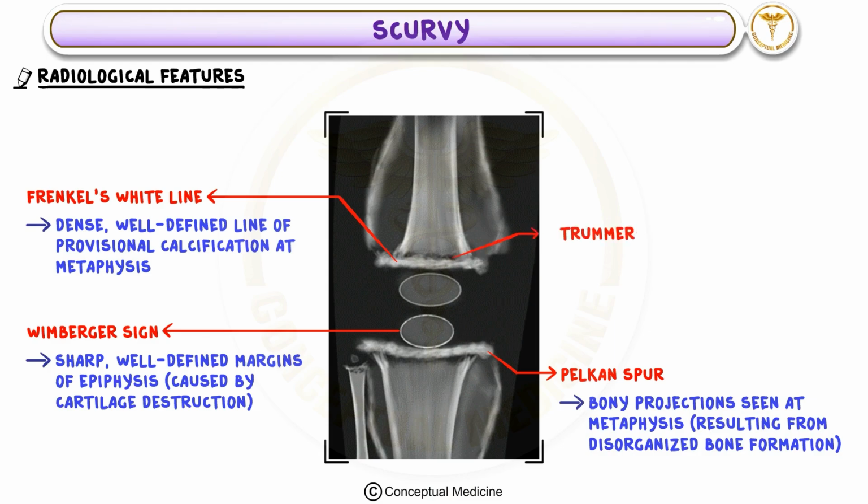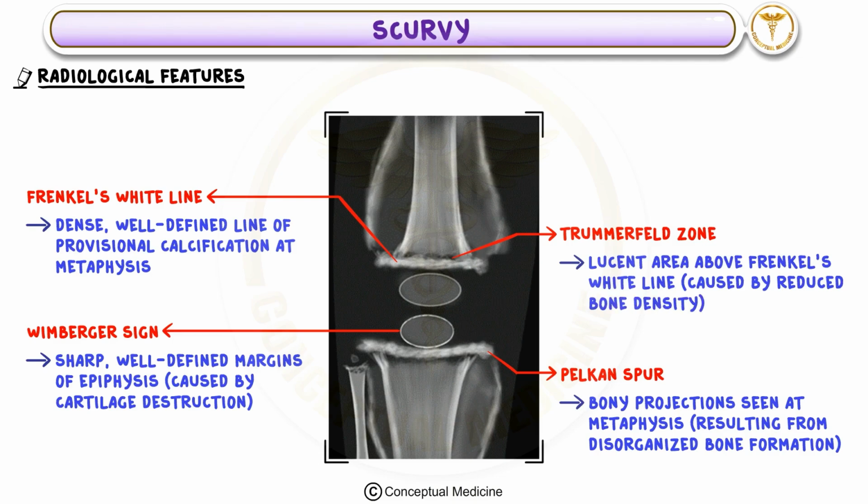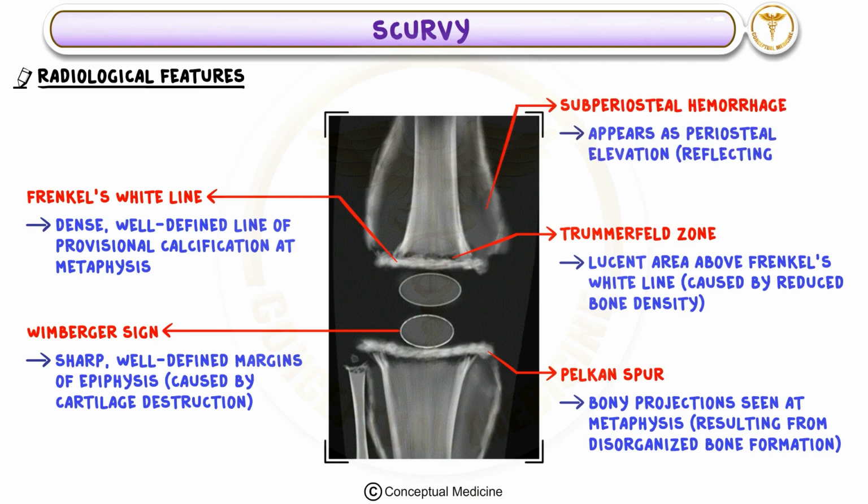4. Trummerfeld zone. This is a loosened area just above Frankel's white line caused by reduced bone density. 5. Lastly, subperiosteal hemorrhage appears as periosteal elevation on imaging, reflecting bleeding under the periosteum.